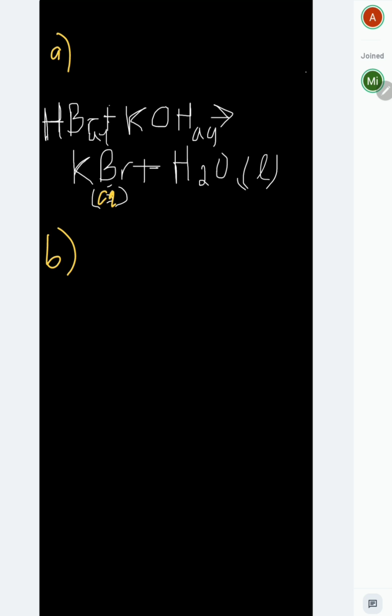reaction between sulfuric acid and sodium hydroxide. No, you don't need, because you're only asked to write the full balanced chemical equation, not the ionic equation. When it asks you for the ionic, you write the charges. Sulfuric acid plus sodium hydroxide.